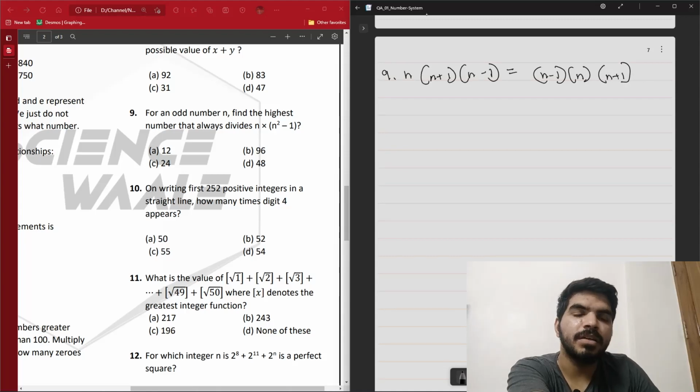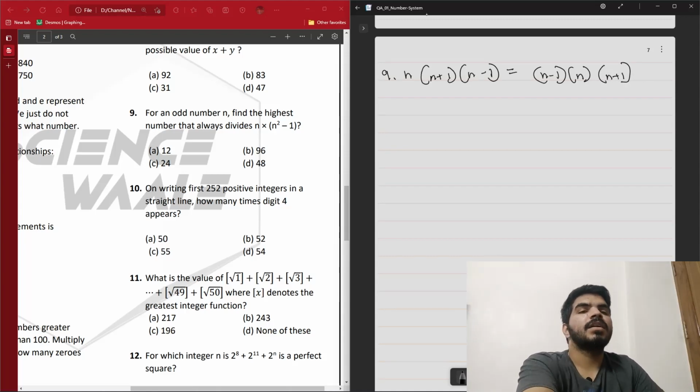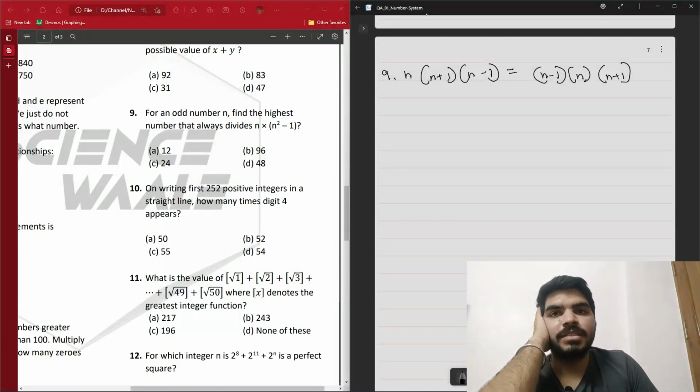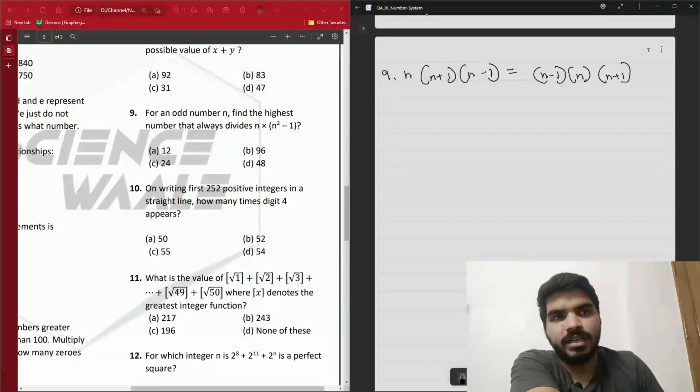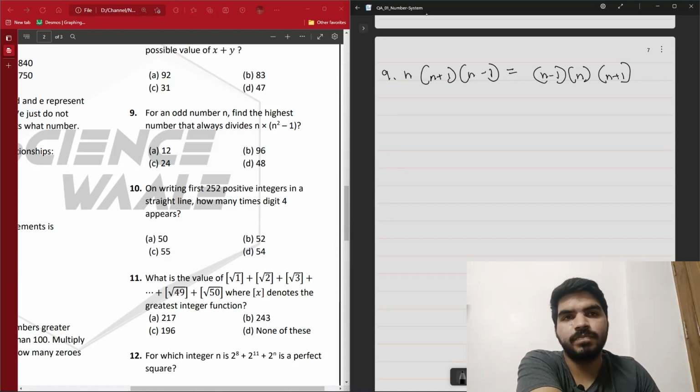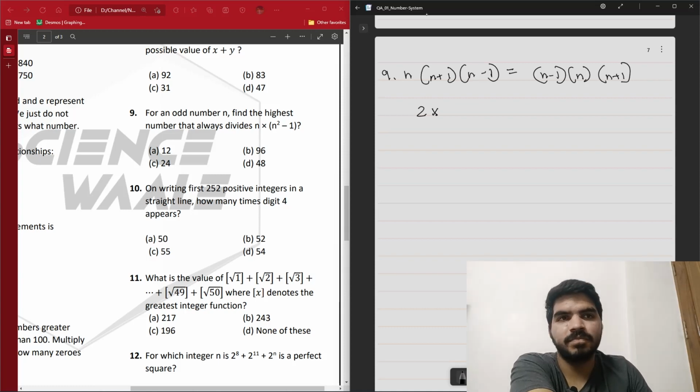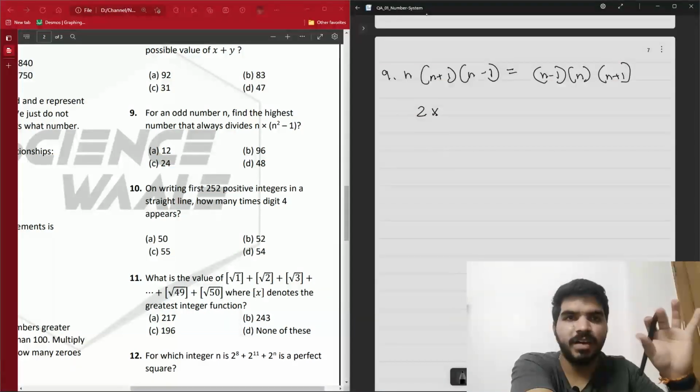People make a blunder here, even if they are able to figure this out. What is the highest number that always divides? At least one of the numbers, or maybe two, will be a multiple of 2, because these are 3 consecutive numbers. If I take 4, 5, 6, every second number is even. So 2 must be there; this product will definitely have a 2.